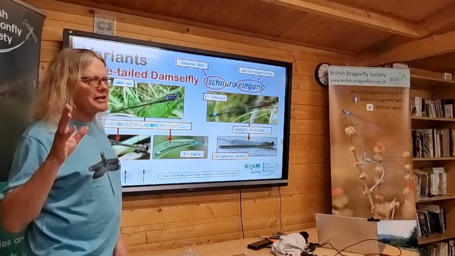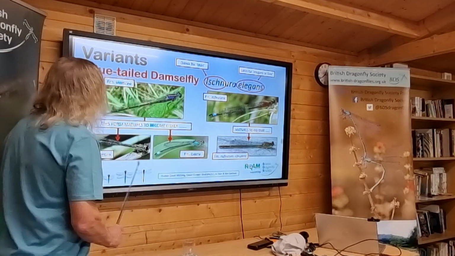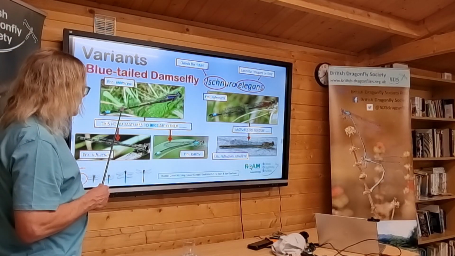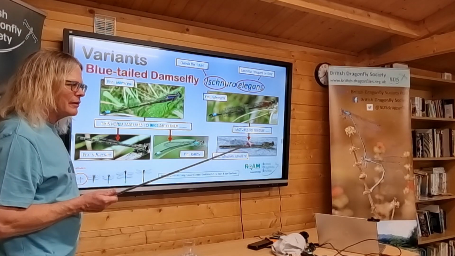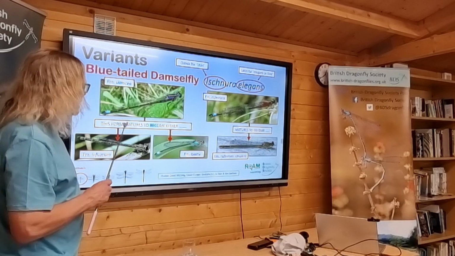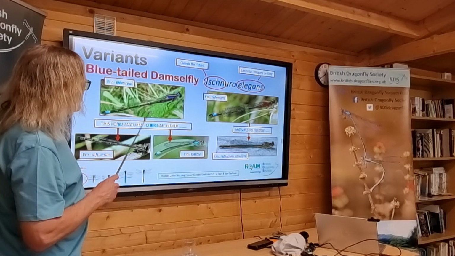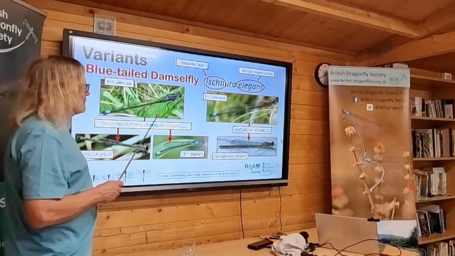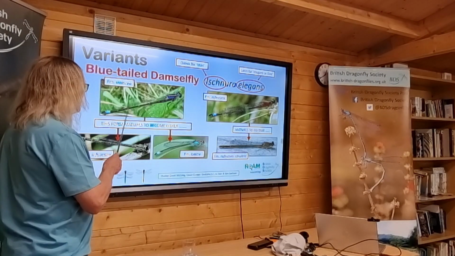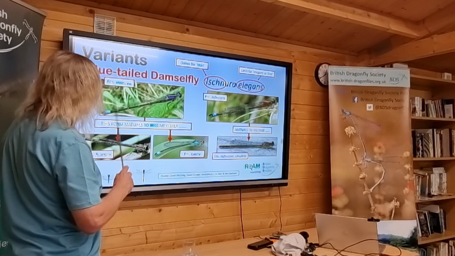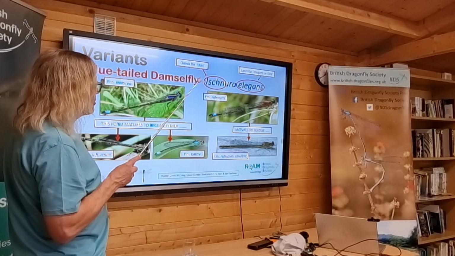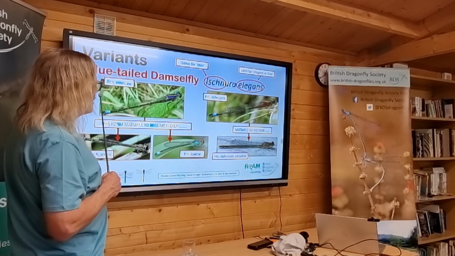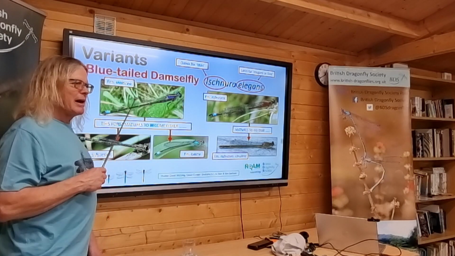We'll move on to some variants now in some of the species. So the blue-tailed damselfly, the Ischnura genus, is one of the more difficult ones to identify. Somebody mentioned it to me earlier. The male is quite easy to identify, simply because it's got the blue tail and it's quite blue. But the thing that gives most people the most problem is that you'll see a lot of immature females.